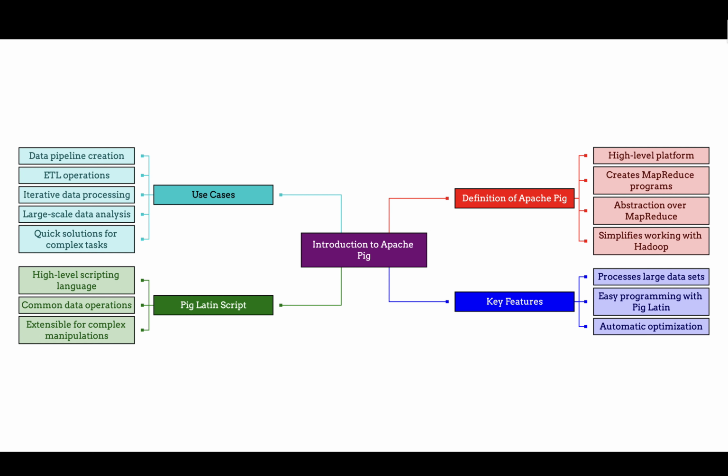Introduction to Apache Pig. 1. Definition of Apache Pig. Apache Pig is a high-level platform for creating MapReduce programs used with Hadoop. It is designed to simplify the process of working with Hadoop and large data sets by providing an abstraction over MapReduce, reducing the complexity of writing complex Java programs.